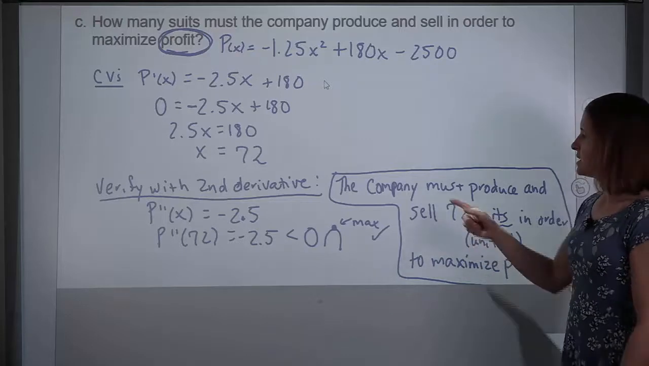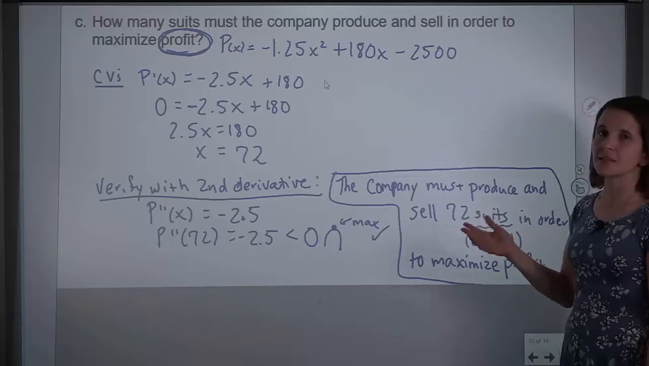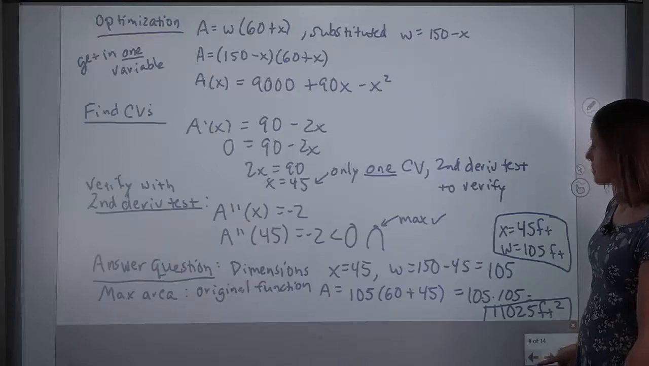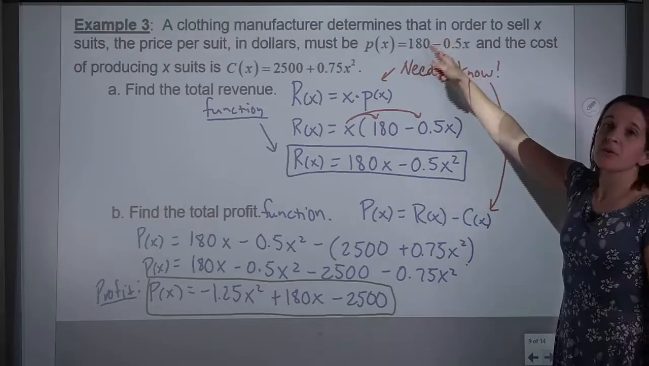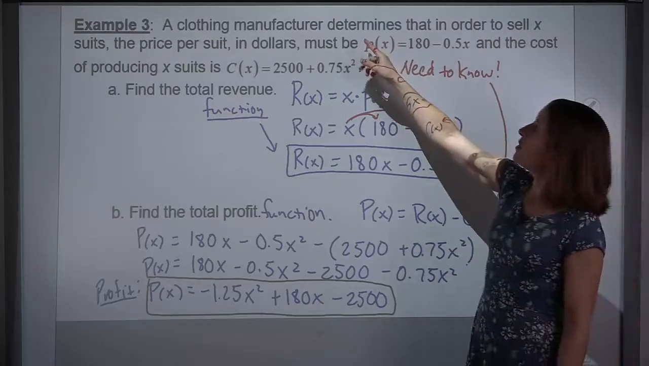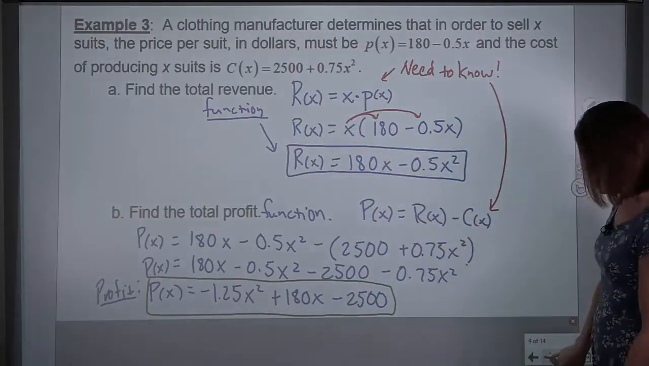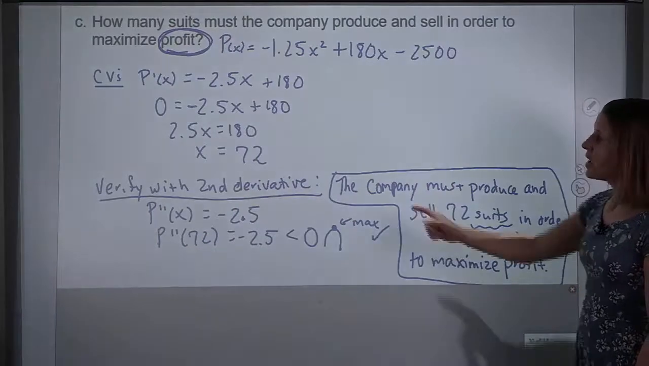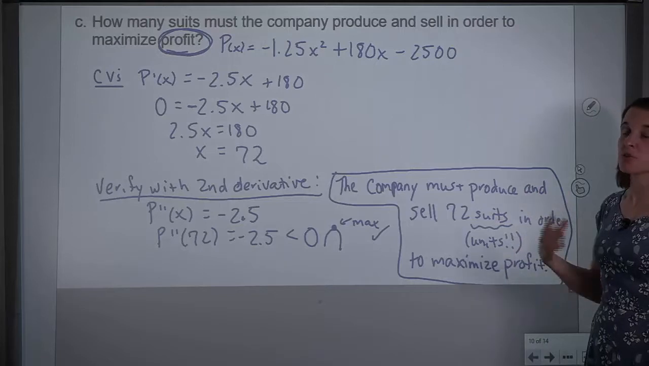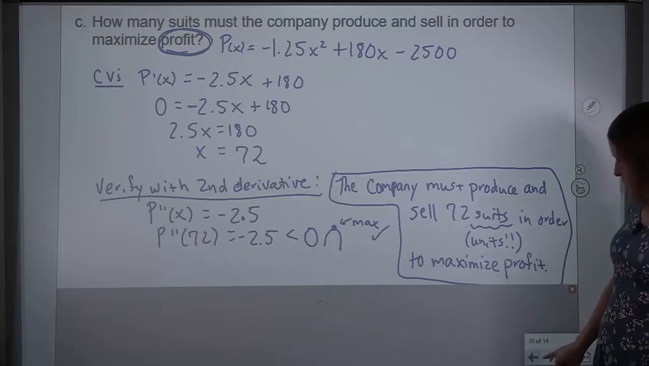So what we've decided is the company must produce and sell 72 suits. You got to think about your units. So I get silly things like people telling me X is money. You can go back to the original problem, and it says that in order to sell X suits, so it tells me what X is, and that all these outputs were in dollars, okay? So that will come up. Okay, so the company must produce and sell 72 suits in order to maximize profit. So you should be able to summarize your findings. You should be able to use appropriate units because they're told to you in the problem.